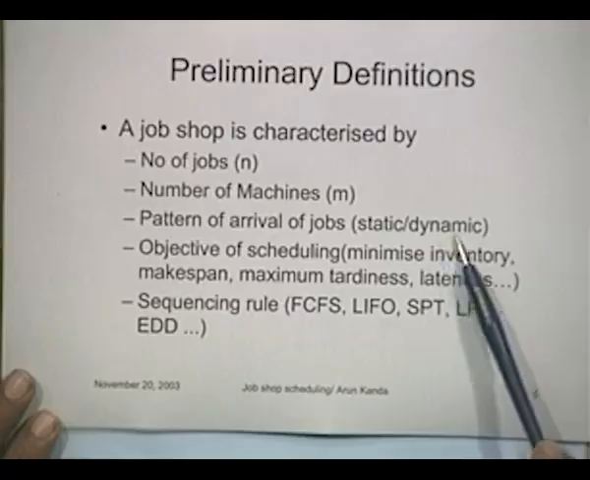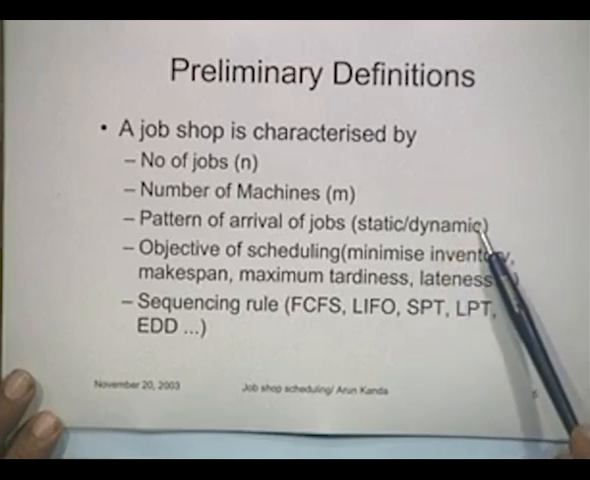But in a dynamic situation, what will happen is you have jobs coming, you have more jobs coming, and you don't know when a next job will come, and therefore the pattern of arrival of jobs is actually dynamic in character.